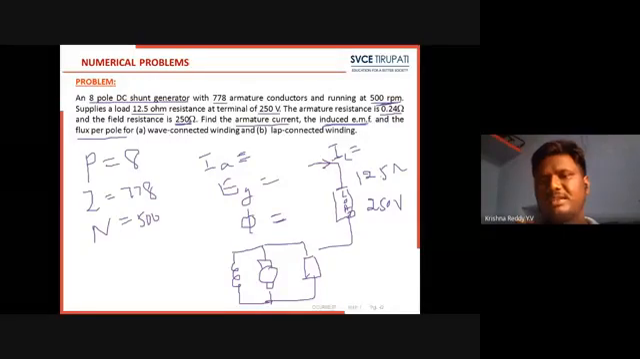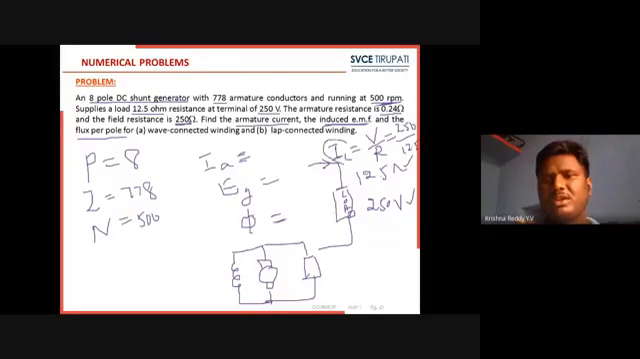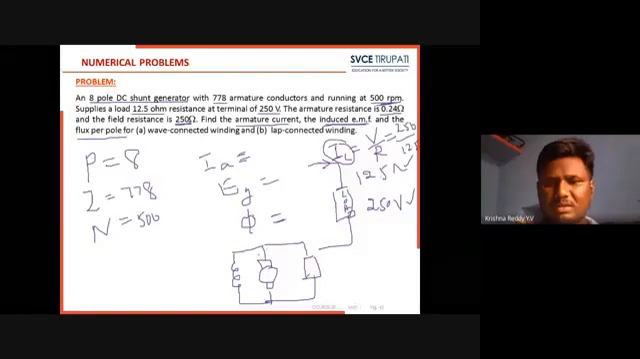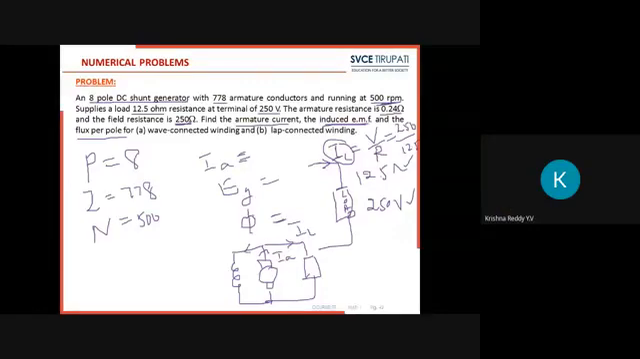How do we calculate the IL value? We know the voltage and we know the resistance. According to Ohm's law, I equals V by R. It is 250 divided by 12.5. Then we get the load current. Here, the generator supplies the armature current. It is split into load current and shunt field winding current.